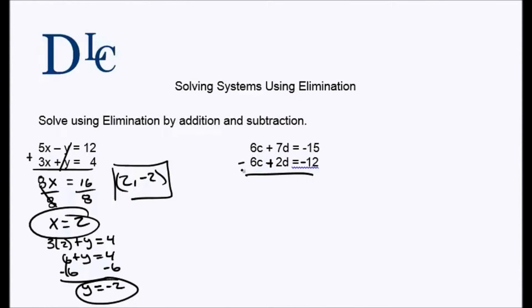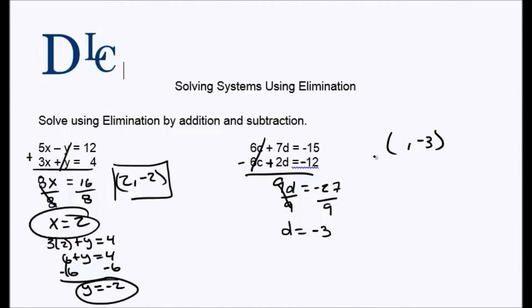Okay? So 6c minus 6c is gone. That zeroes out. 7d plus 2d, that's 9d, is equal to negative 15 minus 12. They're both negative, so add and keep the same sign. So I'm going to have a negative 27. Divide both sides by 9. And d is equal to negative 27 divided by 9 is negative 3. Okay, so right here, I'm trying to find c and d, my both coordinates. It looks like I found my d.